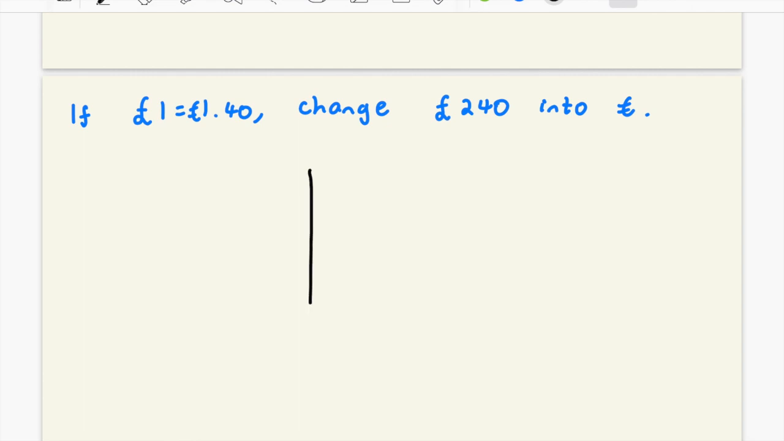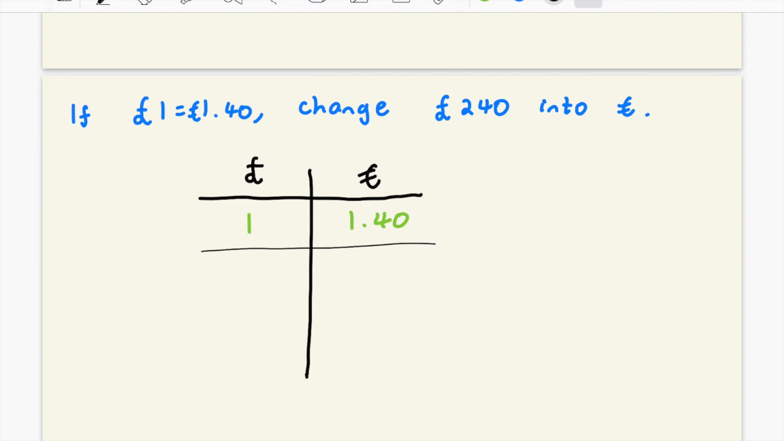So, doing another example, if £1 is equivalent to €1.40, change £240 into euro. So again, we start off with our grid. In this case, we have pound on one side and euro on the other. The first thing we fill in is our exchange rate. So we have £1 is equivalent to 1.40 euro. And now our amount is given to us as £240. And we have our 1 on the pound side. So we can carry on.